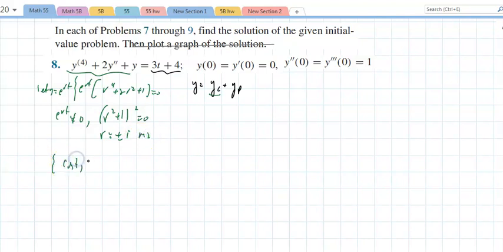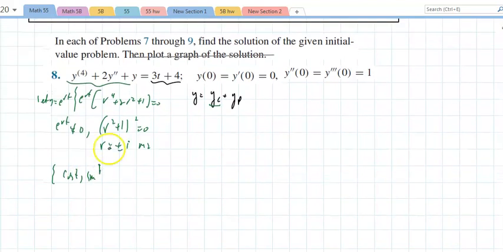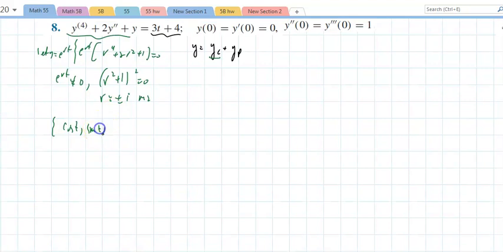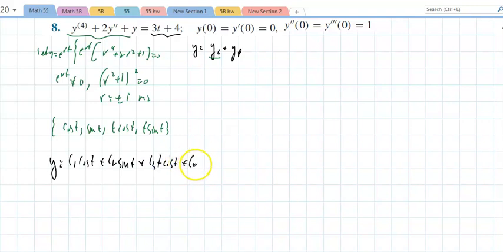So r equals plus or minus i, and that is multiplicity 2. That means cosine of t, sine of t, t cosine of t, and t sine of t will yield the fundamental set, and I already know that y equals c sub 1 cosine of t plus c sub 2 sine of t plus c sub 3 t cosine of t plus c sub 4 t sine of t. That would be my complementary solution.